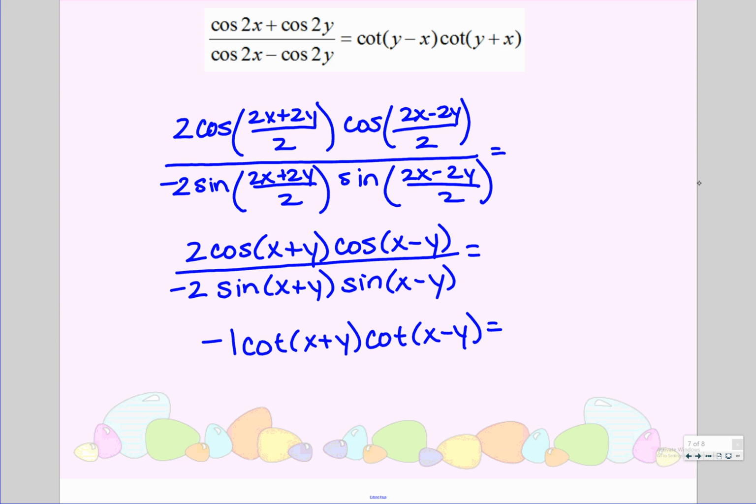Okay, so the last step is you're going to use your even odd identities. Now, the only two functions that are even, where the negative just disappears, is cosine and secant. Now, I have cotangents. Cotangents are ones where if I have a negative angle, I could bring it out front. And usually that's how we use it. If we have a negative, we bring it out front. We're going to do the opposite here. I have a negative.